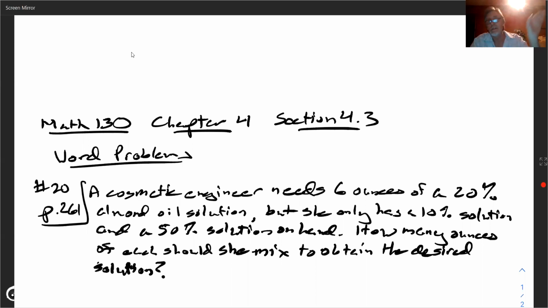And I did a video in class where I did a different type of problem. So you got a little bit of support there to know how to do what you need to do in this section. Not a lot that I assigned. Anyway, take a look at this. Problem number 20, page 261.